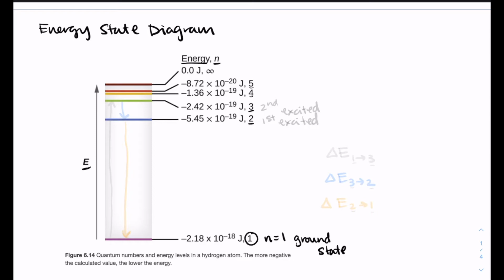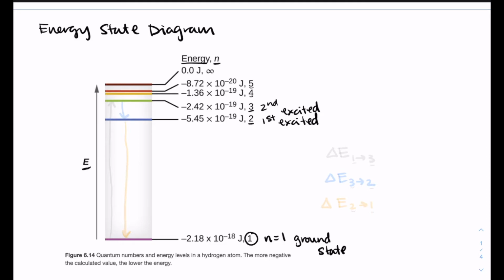The next level up is N equals 2. We call it an excited state because it's higher than the ground state, and if it's the first one, we call it the first excited state. N equals 3 is the second excited state. It's like with pageant winners: the ground state is the person who wins, the person who came in second place is the first alternate, and the person who came in third place is the second alternate. If that helps you remember it.